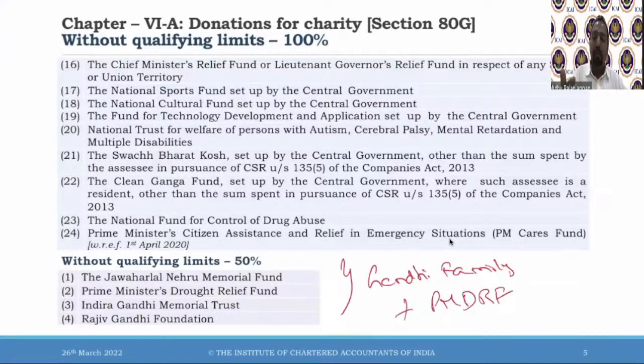There are a few of the Prime Minister funds that you have, like the PM CARES Fund. So all this is there. What you have to remember is the PM Drought Relief Fund. So only that. So these are the four funds which come under without qualifying limit.